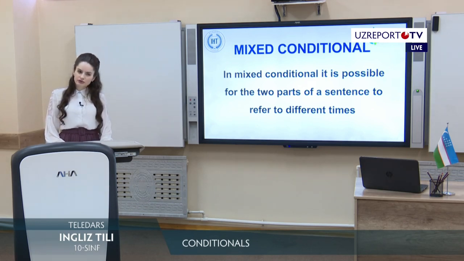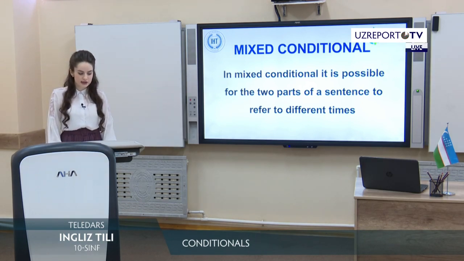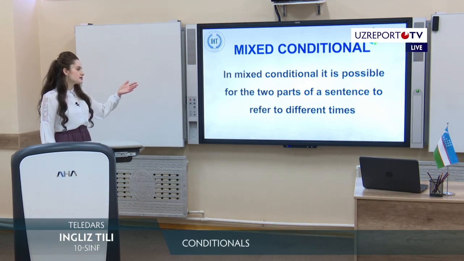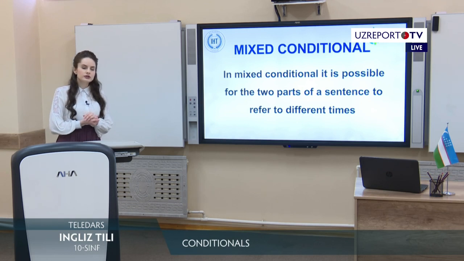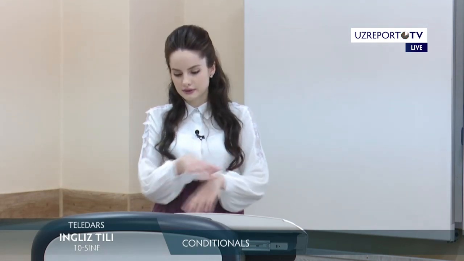Well, so, and now, finally, we came to the most interesting situation, mixed conditional type. So, as I told you before, we have two types inside this topic, mixed conditionals. In mixed conditionals, it is possible for the two parts of a sentence to refer to different types. How? Look, when we talked about zero type, it was about present. When we talked about first type, it was about present and future. When we talk about second, it was present and future hypothetical. The third type was about past, but here, look, we may combine, for example, present and past, or past and present.